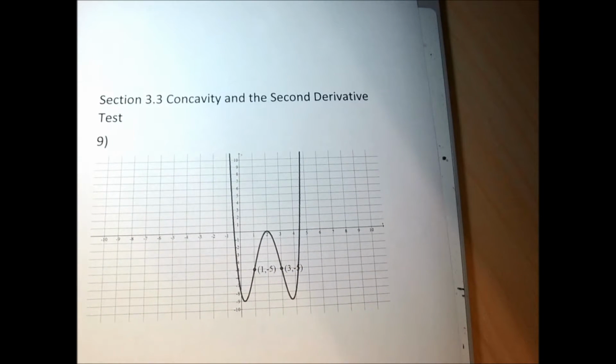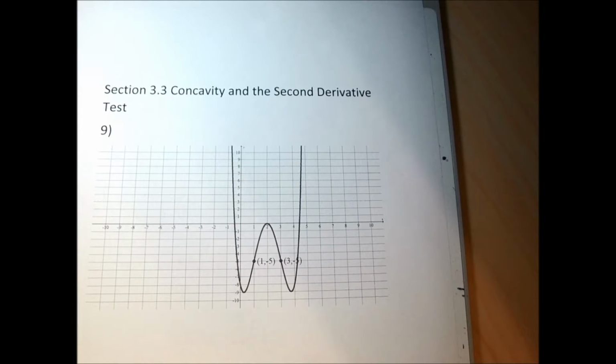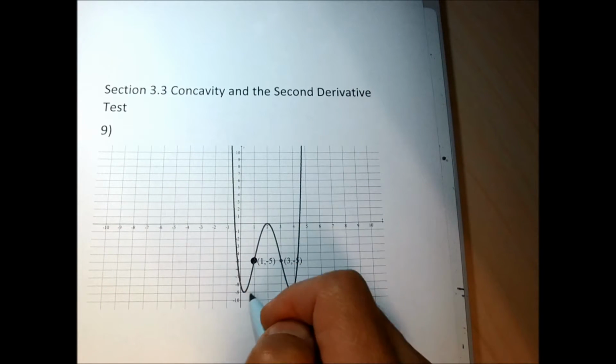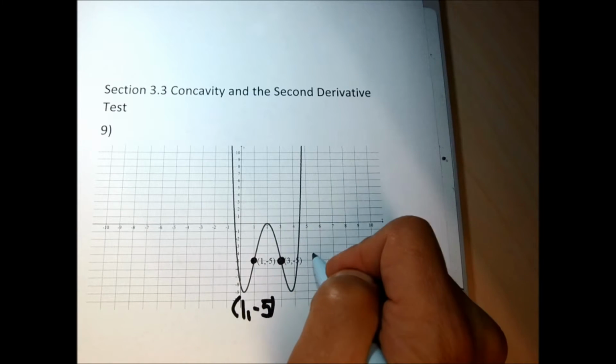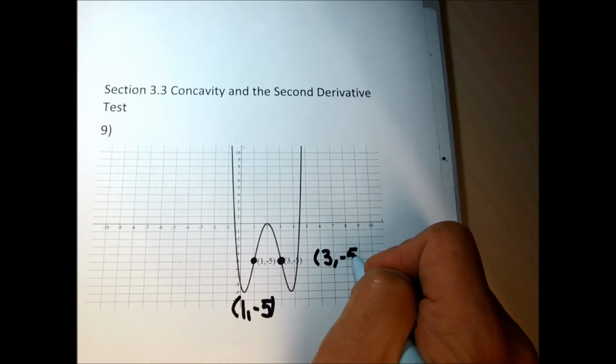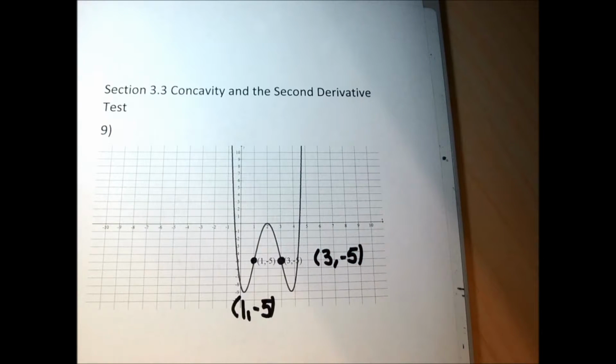I'll show number 9 up here for you to do. And so, again, you need to be able to see these points. That point I think is pretty easy to see. It's the point (1, negative 5). This point might not be as clear to see. That's the point (3, negative 5). So you'll need both those points to get your concave ups and concave downs.